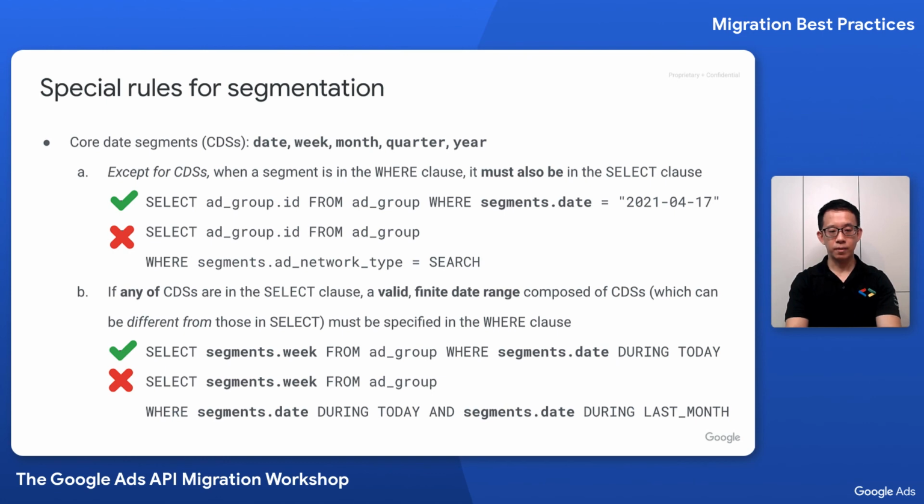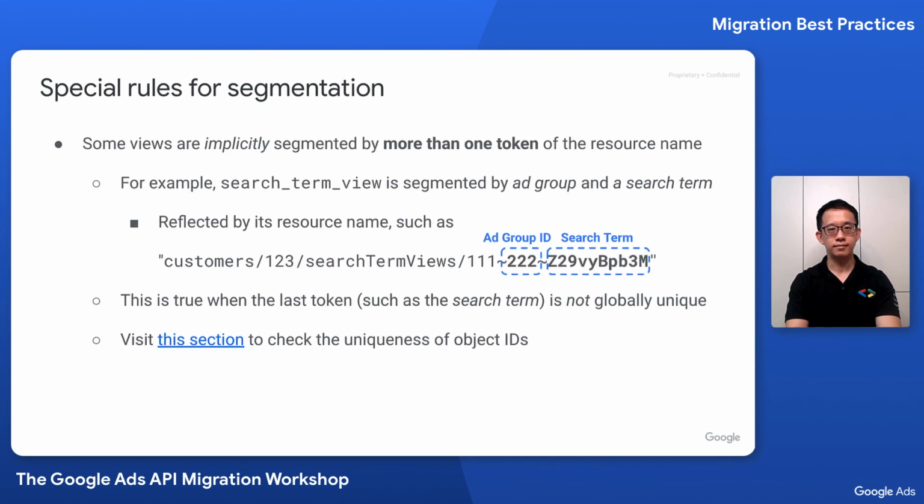The second example, select segments.week from adgroup where segments.date during today and segments.date during last month. This one is not a valid one because although we have segments.date during today and segments.date during last month, each defining a valid finite date range, combining them together results in a non-overlapping range. So this where clause does not define a valid finite date range for us. And that's why this query altogether is not a valid query.